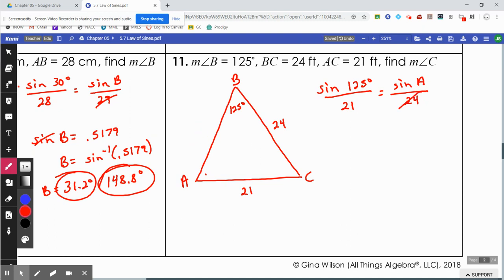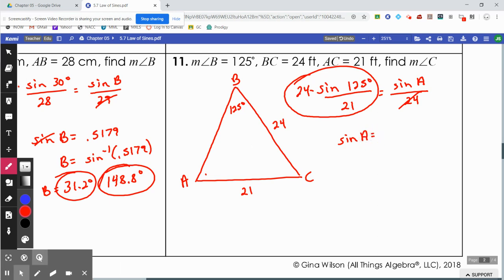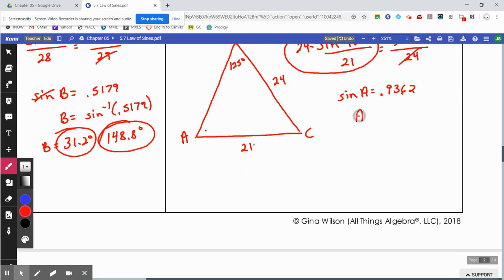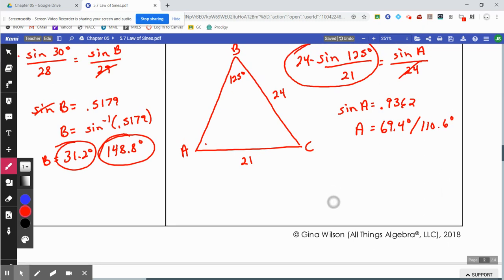Let's solve this by moving the 24 over. So we're going to do 24 times the sine of 125. So that gives me the sine of A is equal to 0.9362. Move the sine over by doing the inverse sine, and I get A has a value of 69.4 degrees. Or to find that second value, subtract that from 180, and I get 110.6 degrees. Okay, so let's check these.